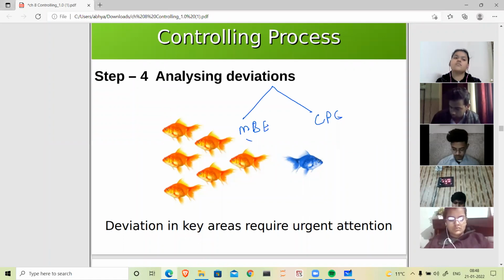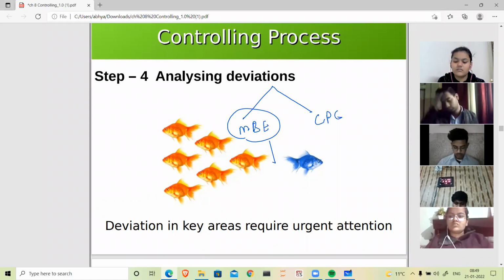So in management by exception, I told you one phrase: an effort to control everything may end up in controlling nothing. I'm repeating, an effort to control everything may end up in controlling nothing, which means if the manager will try to control each and everything in the organization, then he will be so overburdened that he will not be able to control anything. It means he will lose control. He will have a shortage of time and be so overburdened that he will not be able to focus on the minor deviation as well as the major deviation.